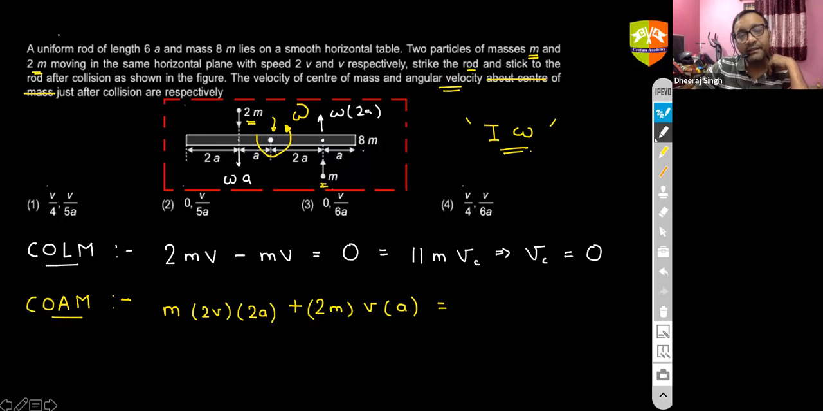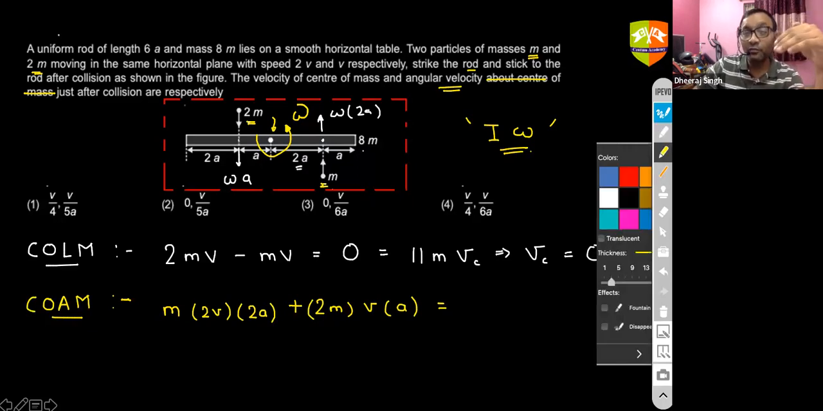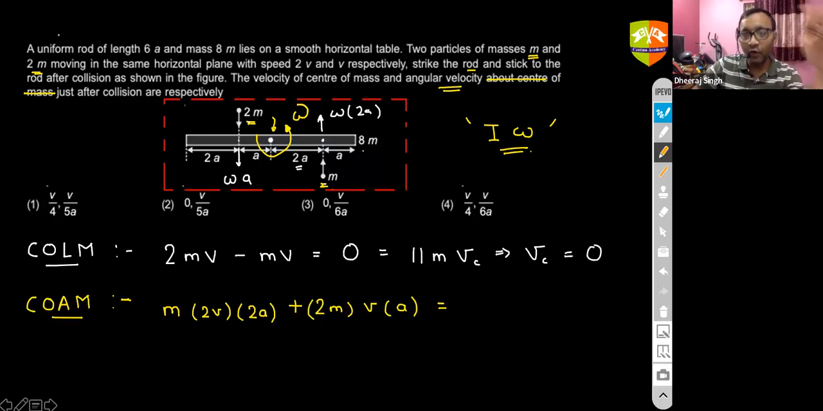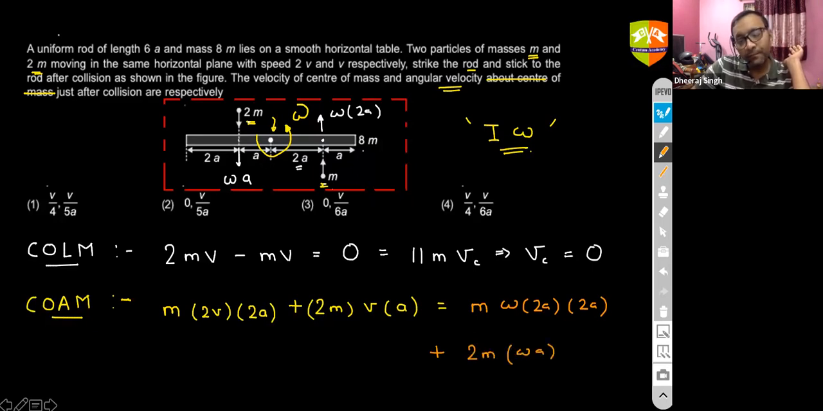Okay, the center of mass remains the same, is it? 2m is at a distance of a and m is at a distance of 2a. The center of mass remains the same, but suppose it is not the same. Suppose the center of mass doesn't remain the same. Then what you have to do is this. m into velocity after the collision into 2a plus 2m into velocity after the collision into a plus ICM, which is 8m, how much distance? 2a, 2a, 4, 5, 6. 8m, 6a square by 12 times omega.